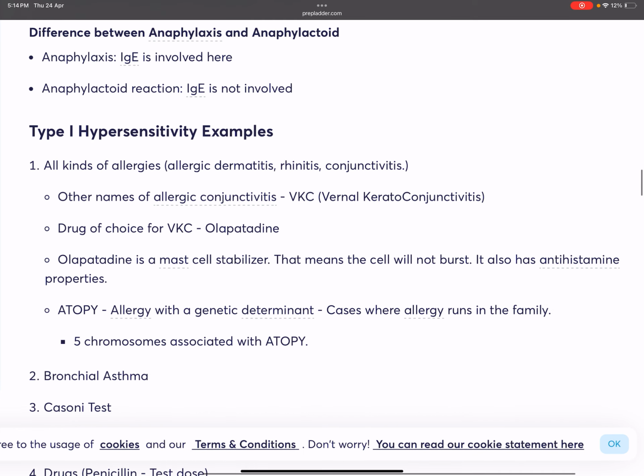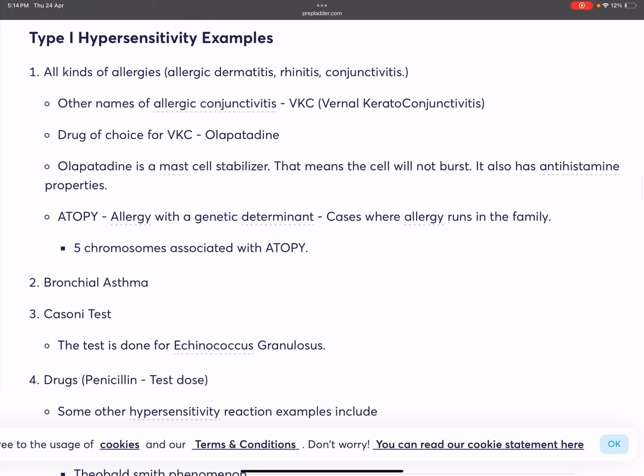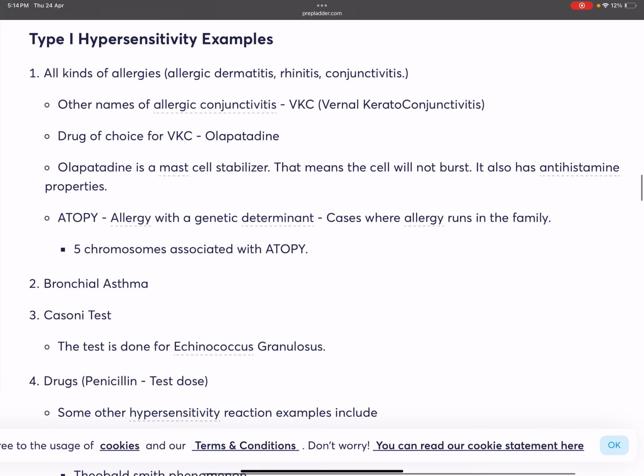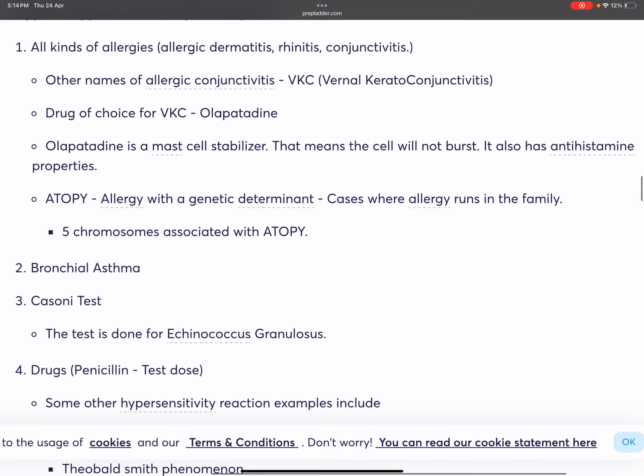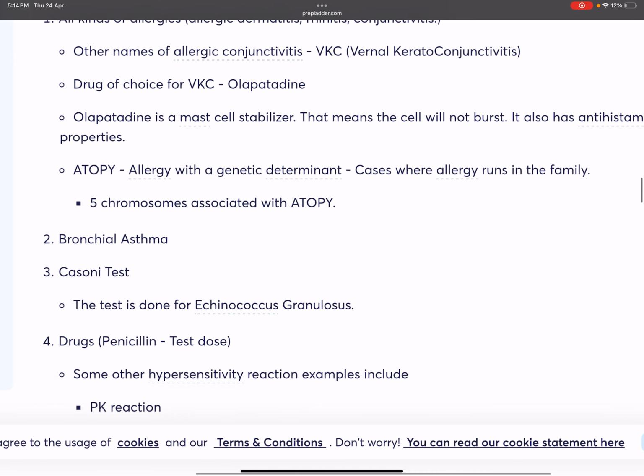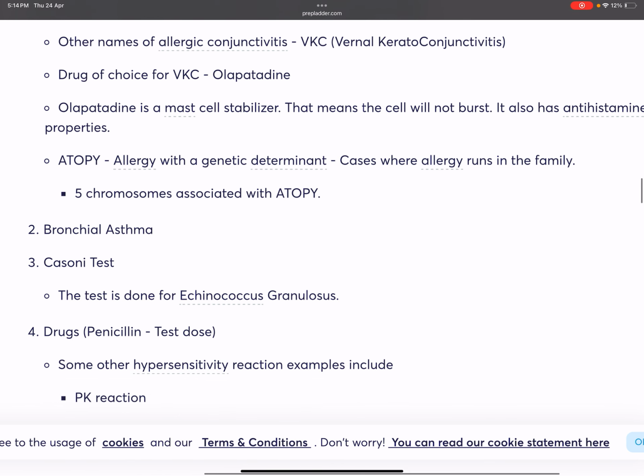Now I want to tell you the examples. It will involve all the allergies, including allergic dermatitis, rhinitis, and conjunctivitis. There is VKC in conjunctivitis, vernal keratoconjunctivitis. You guys know about it. And for VKC, olopatadine is the drug of choice. You have to remember this is a mast cell stabilizer, and mast cells release histamine. Histamine is involved in type 1 hypersensitivity. You have to remember it like that only. You have to connect it with atopy.